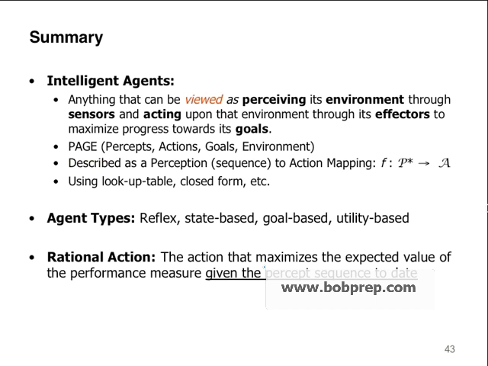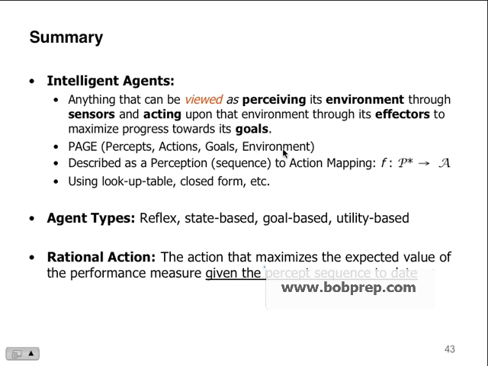Okay, so in summary for our morning session, we looked at the concept of intelligent agents in this second lecture. Anything that can be viewed as perceiving its environment through its sensors and acting upon the environment through its effectors, and maximizing progress towards a goal, is the definition of an intelligent agent. Agents come in different types, as we've seen so far, and these are all intelligent agents. There's reflective, reactive, we have information agents, we have all sorts of utility and goal-based agents, all sorts of different types of these agents. We can define the agent behavior in terms of a page with percepts, actions, goals, and environments.